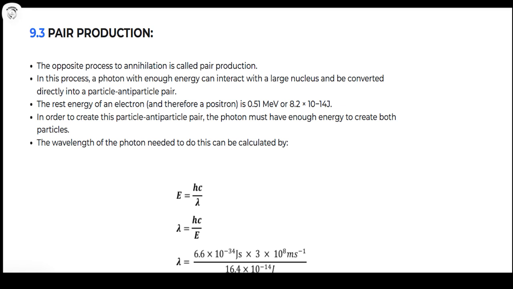c is the speed of light, h is Planck's constant, E is energy, and lambda is the wavelength. Using this formula, you can calculate the wavelength, and you can rearrange this formula for whatever the question is in the exam, to calculate the energy, or sometimes they ask you to calculate the wavelength of the photon as well.